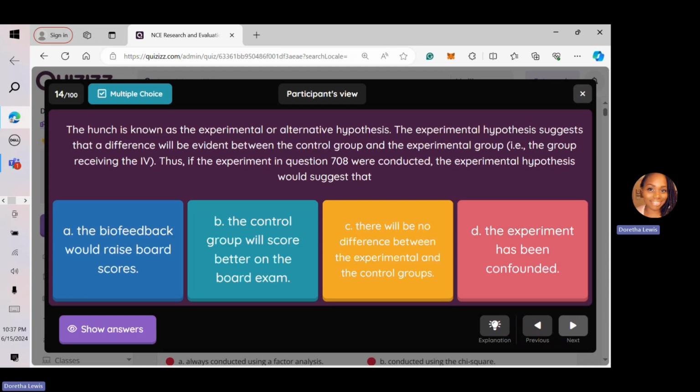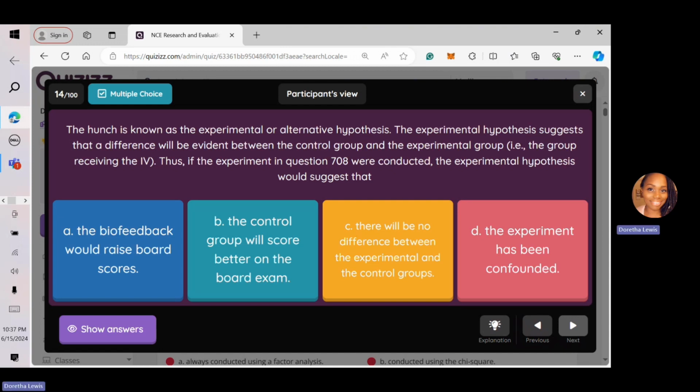So we have the hunch, also known as alternative hypotheses or experimental, right? So the hunch is known as the experimental or alternative hypotheses, and the experimental hypotheses suggest that there will be a difference evident between the control group and the experimental group, right?